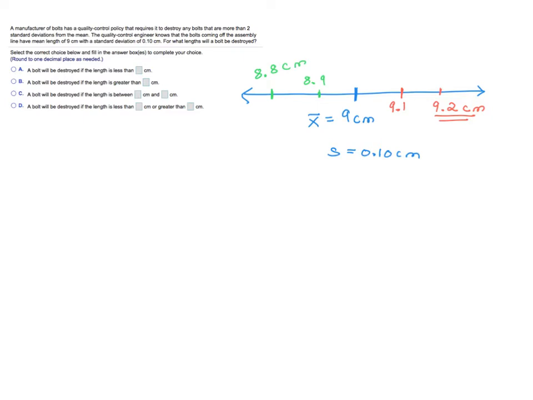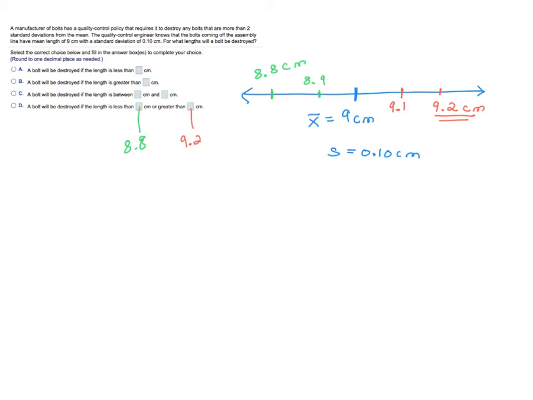I just now need to choose the option over here that best reflects what the question is asking for. And it looks like my choice is going to be option D. A bolt will be destroyed if the length is less than this number. So here we would enter in 8.8. You don't have to type in centimeters again because it has centimeters here. And then anything that's greater than this number, 9.2 centimeters, will be destroyed as well. This is the acceptable range. Anything beyond, we don't want.